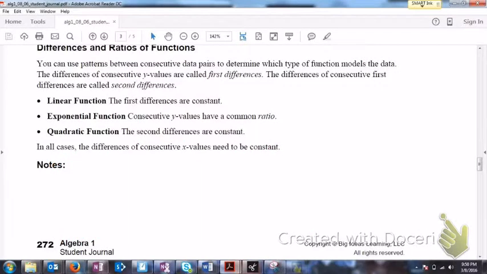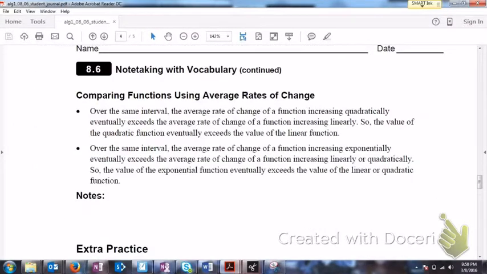Take it down one more level. Alright, we got one more little section here to talk about. We're looking at comparing functions using average rates.